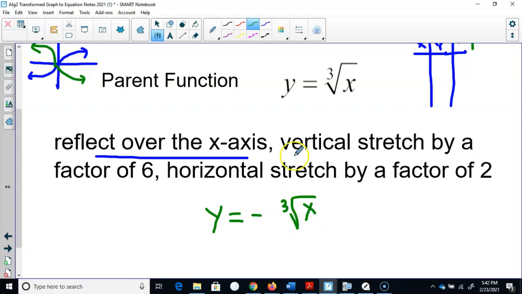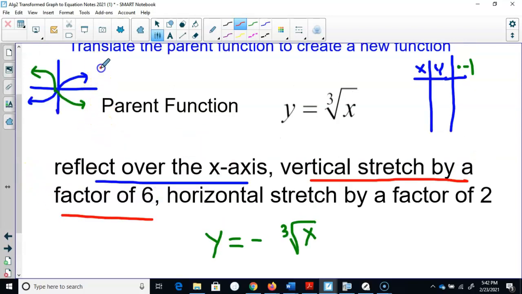Now I left a little space here for a reason, because you can see next it says we need a vertical stretch by a factor of 6. A vertical stretch is in the y direction, right? So I need to do that to y. So I'm going to multiply by 6. And that would give me that vertical stretch. So that's why I have that -6 on the outside.